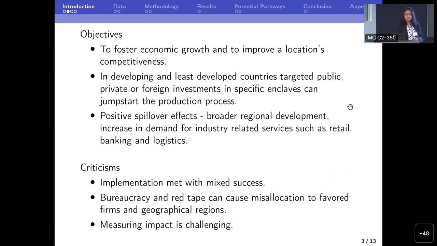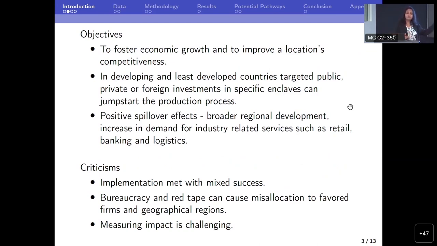The objectives of industrial parks, EPZs or industrial enclaves in general are basically to promote economic growth and improve a location's competitiveness. Ideally, economic growth and improving competitiveness is a nationwide objective. It should be, and it is. But in a developing and a least developed country where we face several bottlenecks and capacity constraints, physical and soft infrastructure constraints, the idea is that if we can make at least some targeted investments, be they public or private, in specific areas, then that can jumpstart the production process and speed up the process of industrialization for that area.